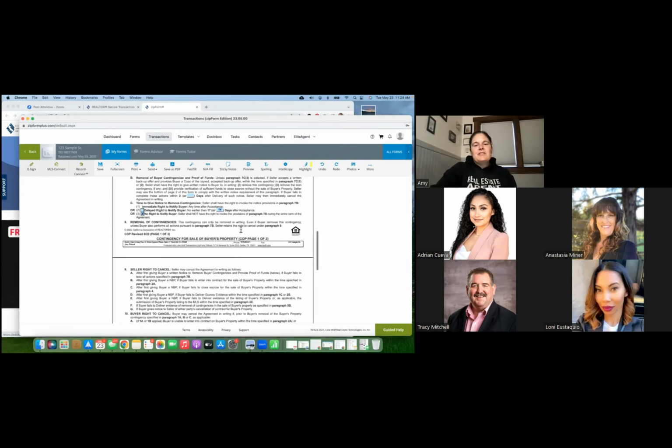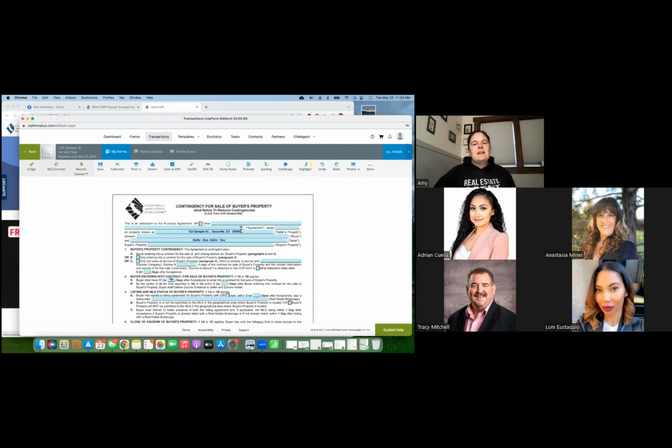Any other questions on this contingency for the sale of the buyer's property? There's a lot jam-packed into this little form of options, and I promise as you use it more, you'll become more familiar with it.